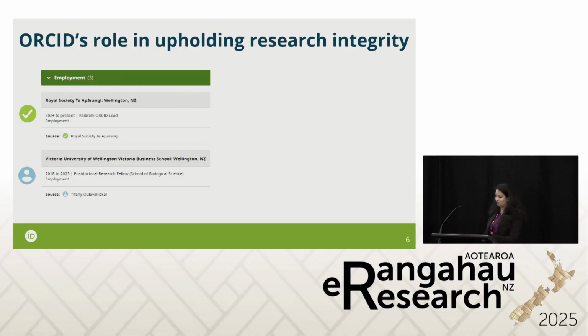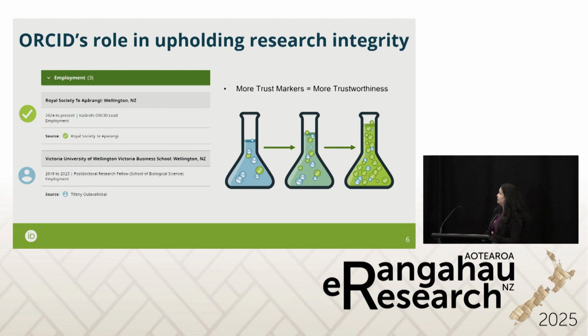So here's an example of my ORCID record. The data that I added manually to my record comes as a source with a blue icon, whereas the information written to my profile by a member organization comes with the trust marker as a green tick. So the more trust markers, the more trustworthiness, and the more robust the entire scholarly record.